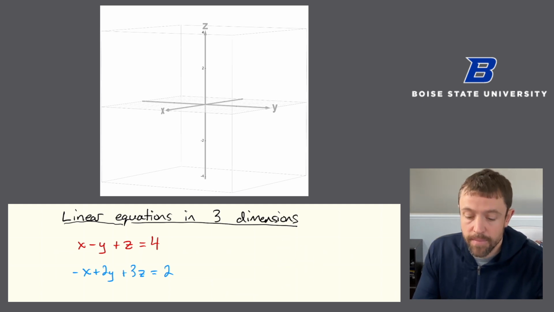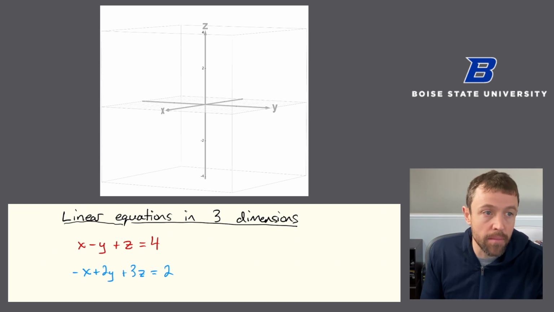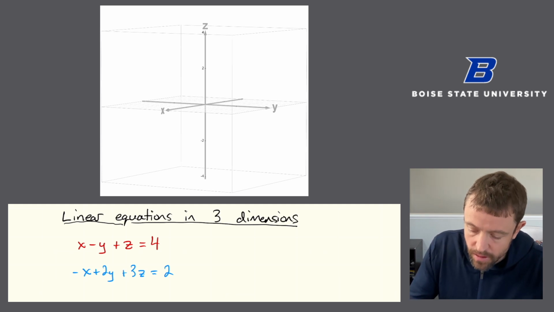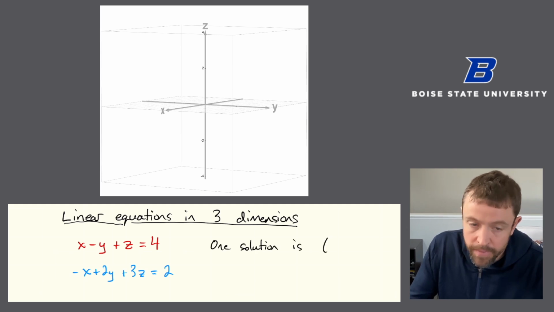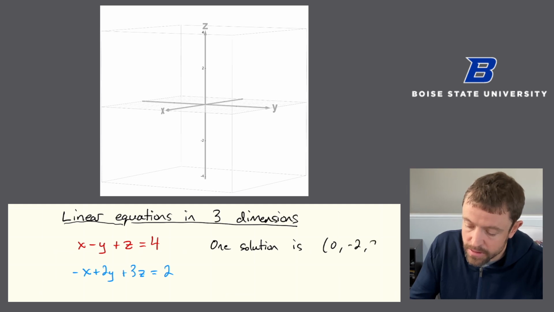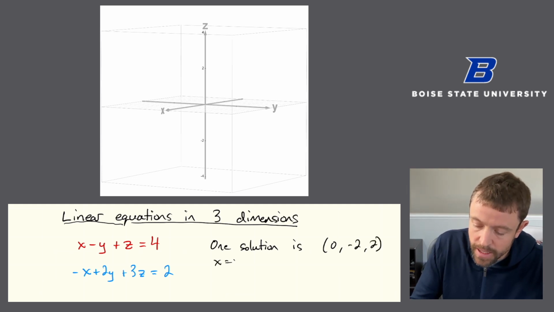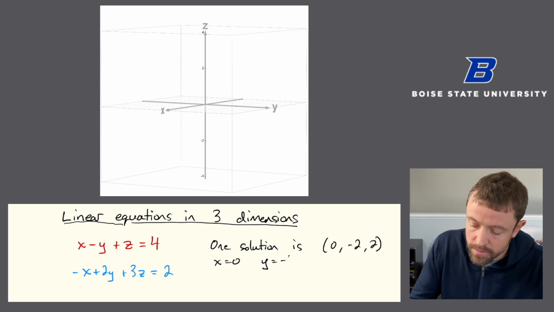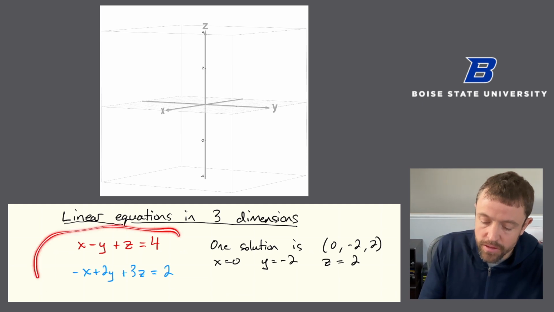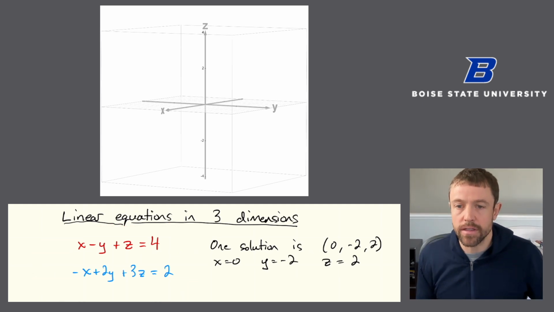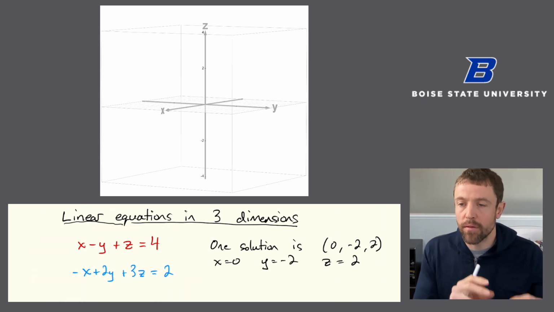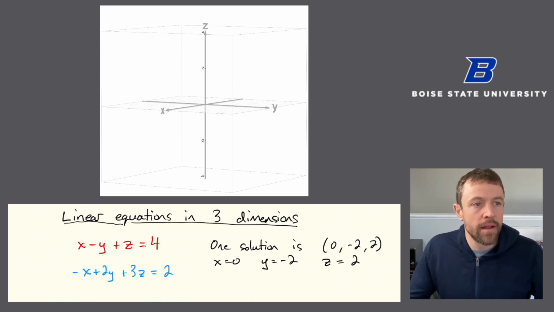All right, so are there any solutions to this linear system? It's not obvious that there should be, but there is. So one solution is the point (0, -2, 2). Or in other words, x equals 0, y equals minus 2, and z equals 2. And I recommend you confirm for yourself that when I plug those values in for x, y, and z, I get both equations true.